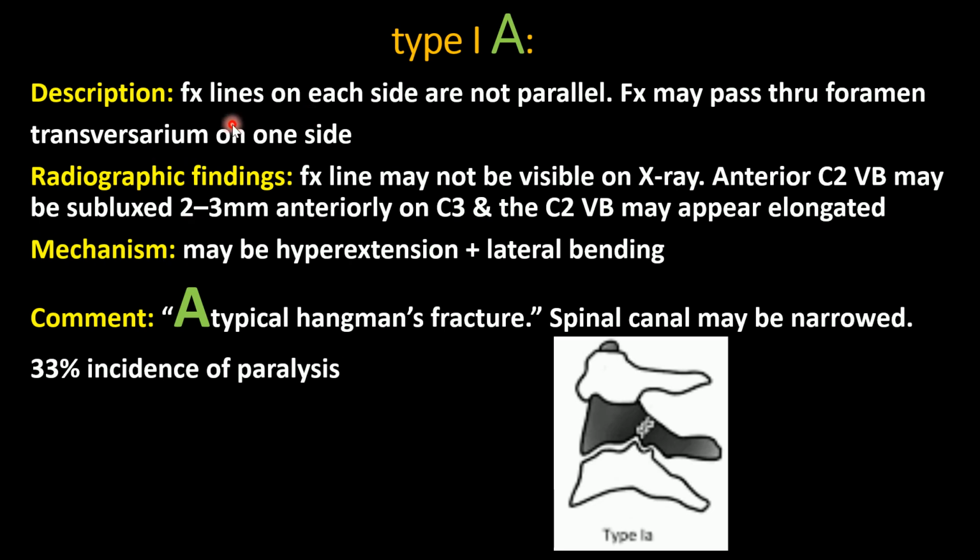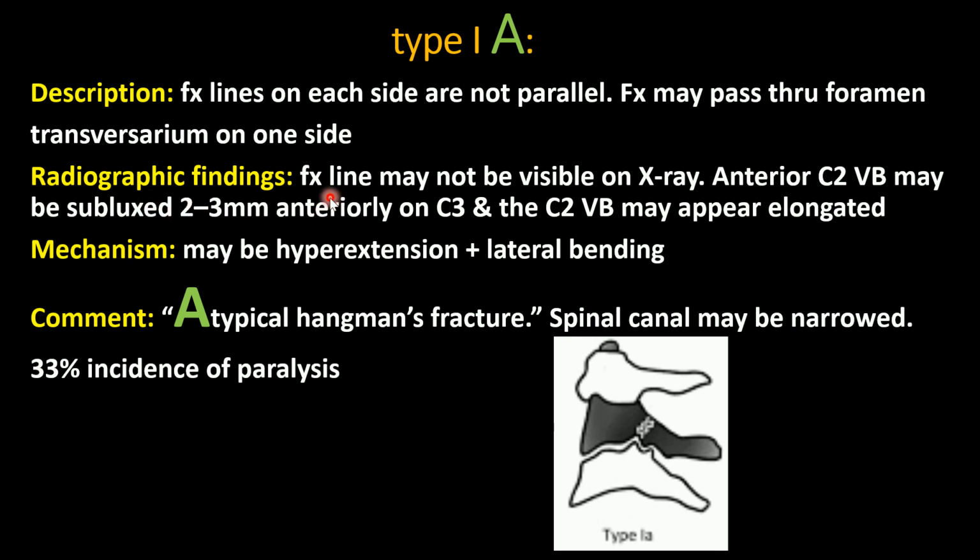Type 1A is the fracture lines on each side, and the A here, you should link it to a typical Hangman's fracture. Actually, type 1A is a typical Hangman's fracture. The fracture may pass through the foramen transversarium. This is very important. The fracture may pass through the foramen transversarium on one side.